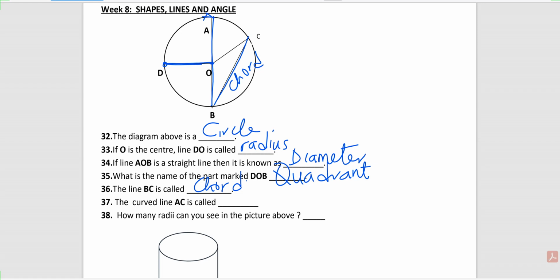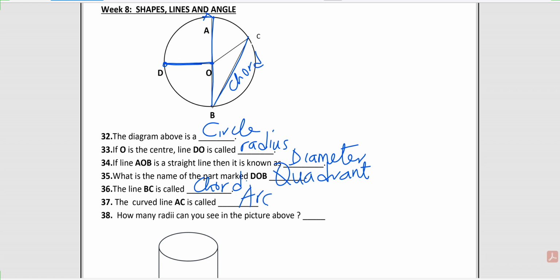The curved line AC is called an arc, and the last question says, how many radii can you see? Radii is the plural form of radius. So how many radii can we see? There is 1, there is 2, there is another one, 3, and this another one 4. So we can see a total of 4 radii in that diagram.